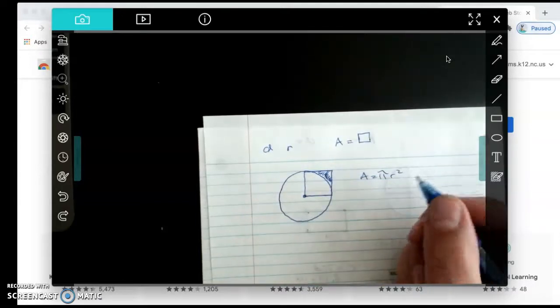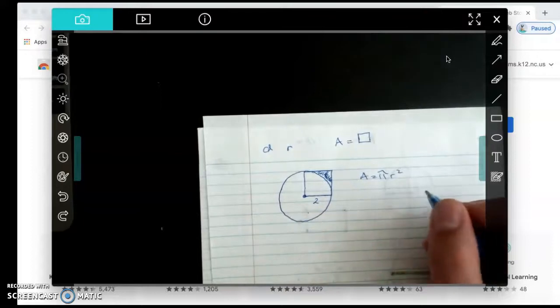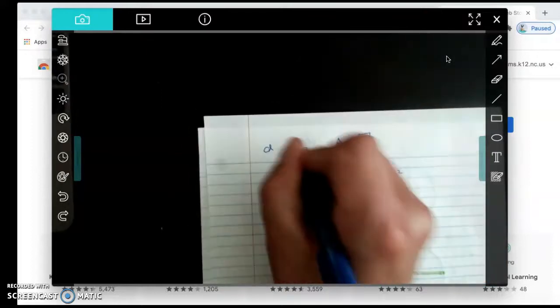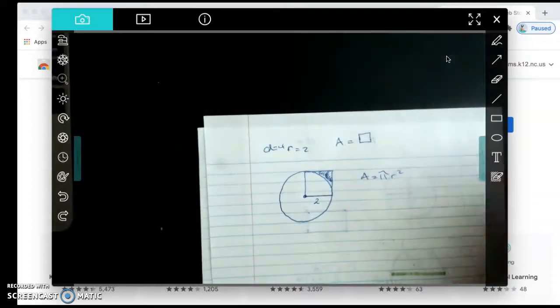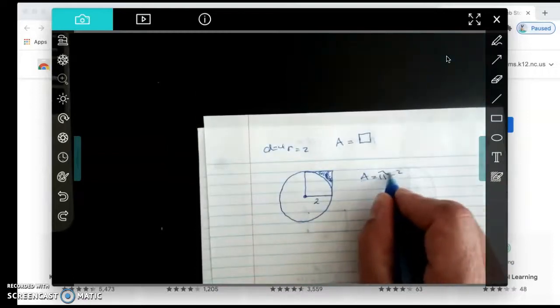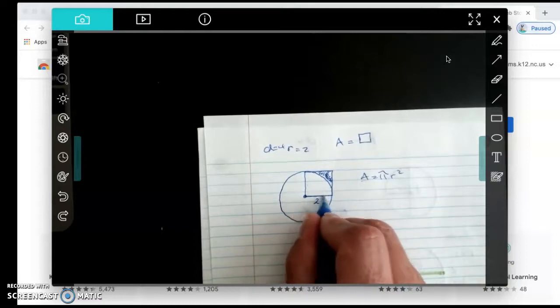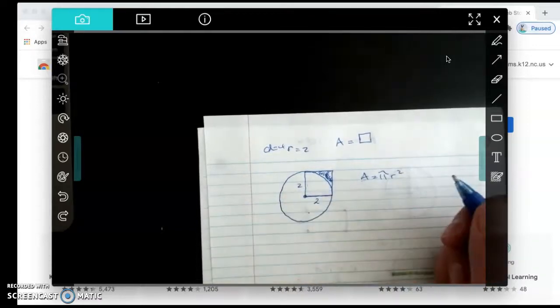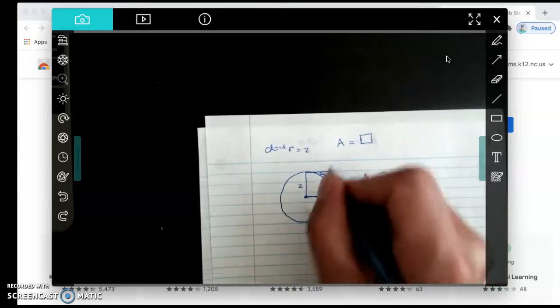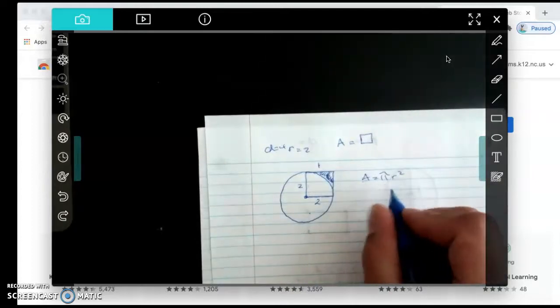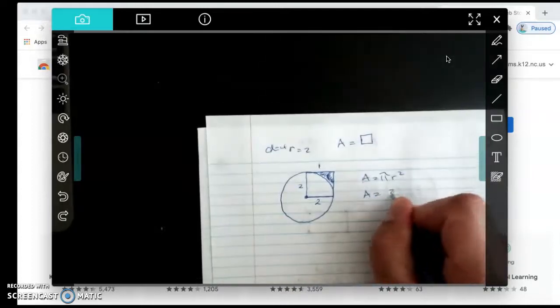So let's just say that the radius was 2. R is equal to 2. D is equal to 4. Big deal. When I find area, I always want to use the radius because I'm going to square this. I'm going to make a square. I'm going out 2 this way and 2 this way. Okay? That makes me 1 square out of my, if you look at this, out of my 3. There's my square.